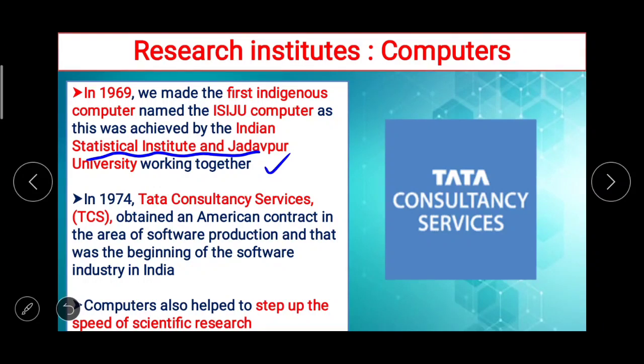Then in 1974 Tata Consultancy Services, that is TCS, obtained an American contract in the area of software production, and that was the beginning of the software industry in India. And today we can see that we Indians are very forward in the field of software, or we are achieving great things in the field of software. Computers also help to step up the speed of scientific research.